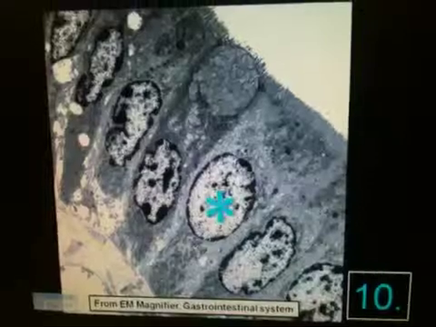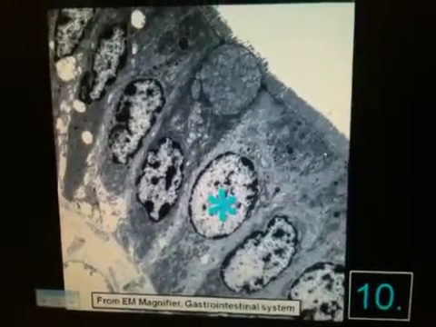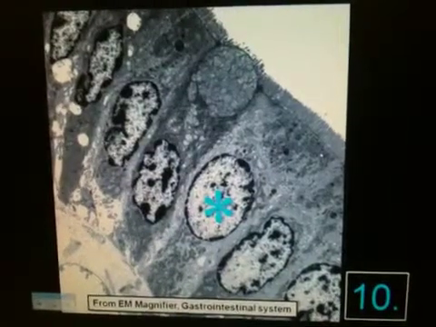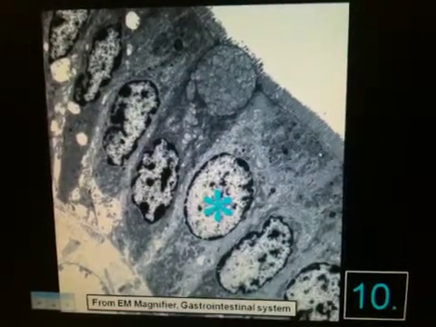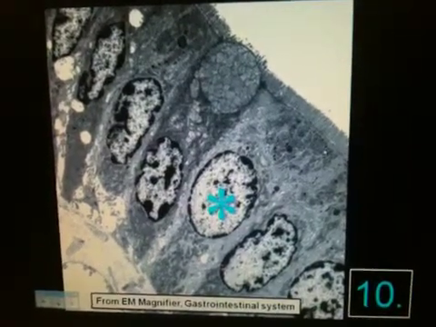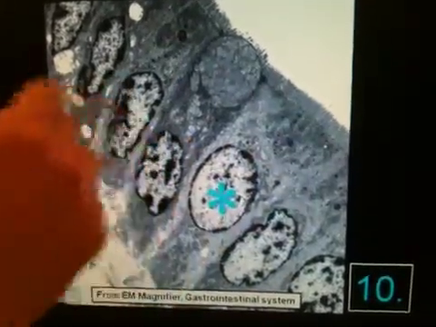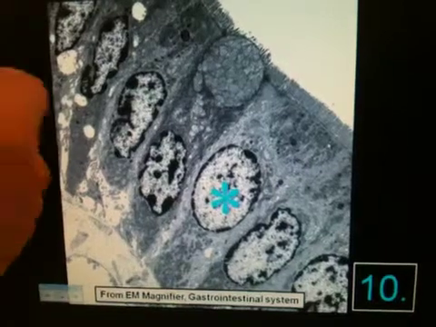Lastly, question 10. In this section taken from the GI tract, what part of what cell is indicated by the blue asterisk?